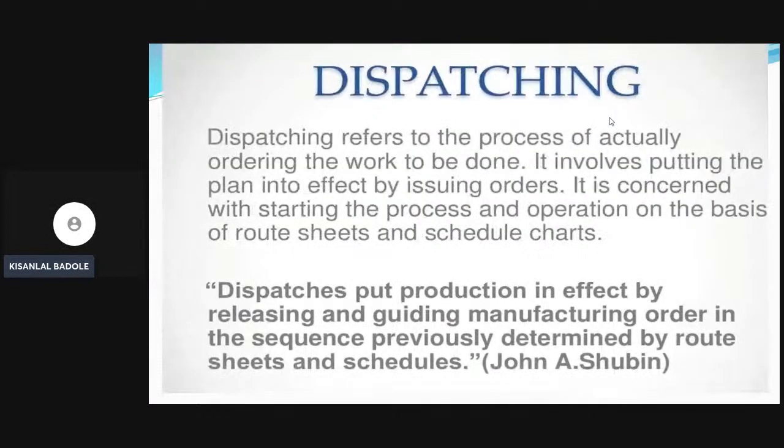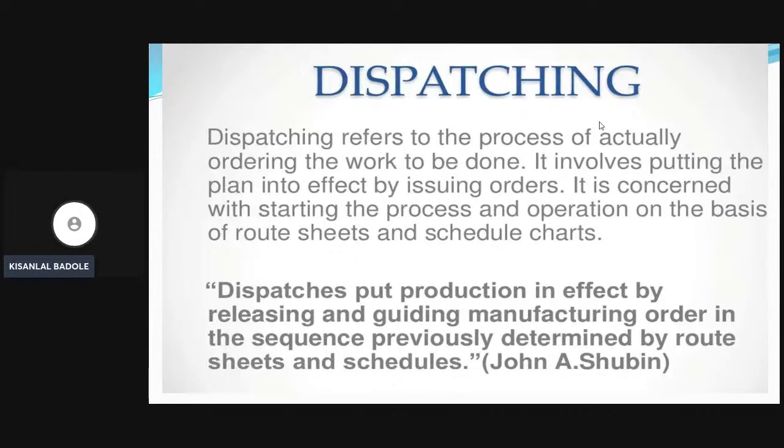Okay, after that, this is nothing but dispatching. Okay, means all these parameters are required from the point of view of your particular production planning control, friends. Dispatching refers to the process of actually ordering the work to be done. It involves putting the plan into effect by issuing orders. It is concerned with starting the process and operation on the basis of a route sheet and the schedule chart. Okay, friends, different charts are provided for dispatching purposes.